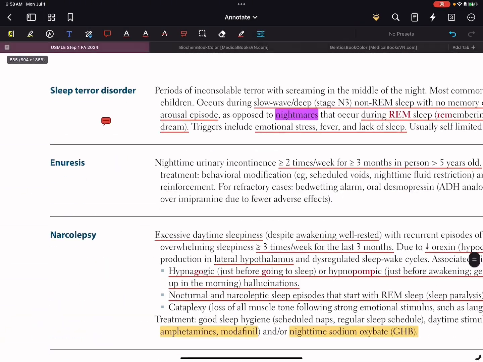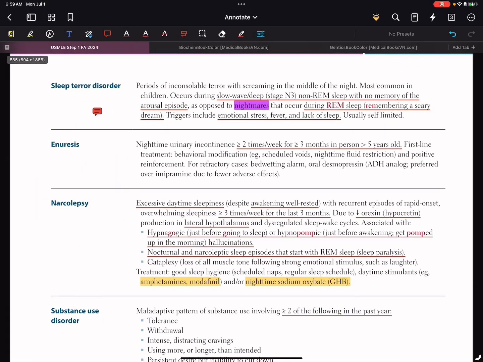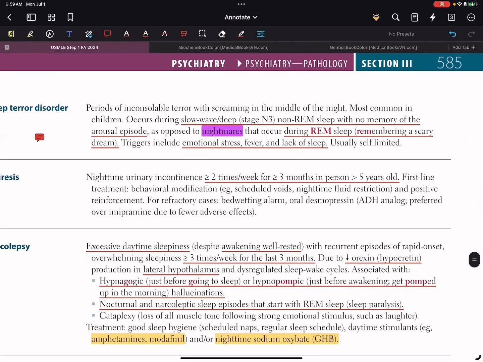Sleep terror disorder: periods of inconsolable terror with screaming in the middle of the night. Most common in children, often occurs during slow wave deep stage 3 non-REM sleep with no memory of the arousal episode. This is a typical case, as opposed to nightmares that occur during REM sleep, with remembering. Triggers include emotional stress, fever, lack of sleep, usually self-limited. So this is a young patient who, every 2 hours after sleeping, would wake up and scream and cry, and the mother would hug him, and he would go back to sleep, and the next morning he won't remember anything. So that's a sleep terror.